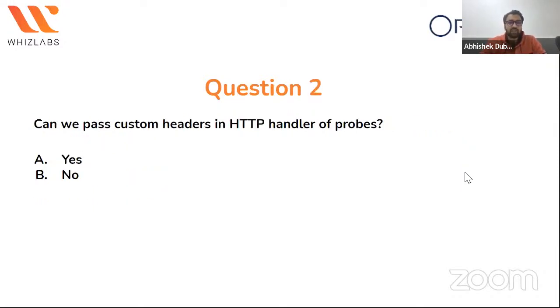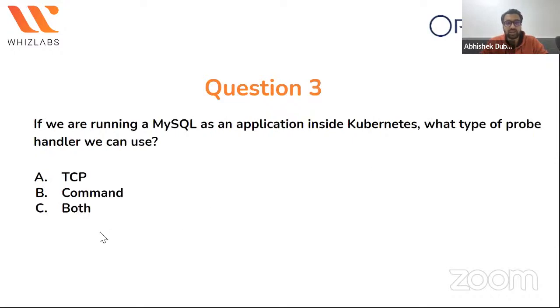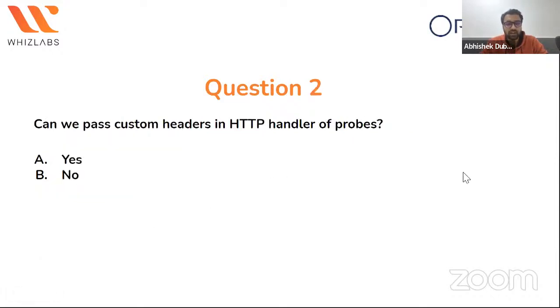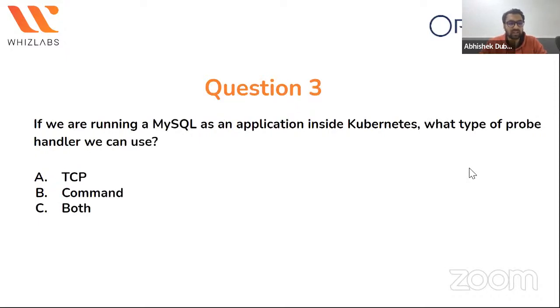Question 2: can we pass a custom header in HTTP handlers of probes? Yes, definitely we can. I think in one of the slides I have already demoed it. When we were talking about the HTTP handler, we were discussing the port and URLs. There we also discussed custom headers, where we can pass custom headers. For example, if your application has an authentication mechanism and you have to pass an authorization bearer token inside the header, in that kind of scenario you can leverage that. So yes, we have that functionality.